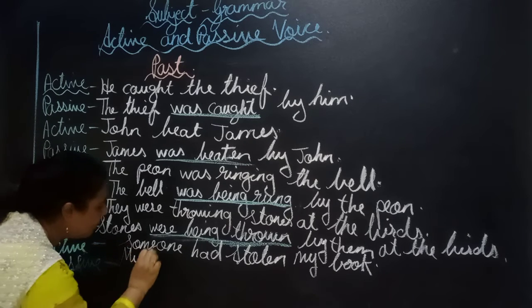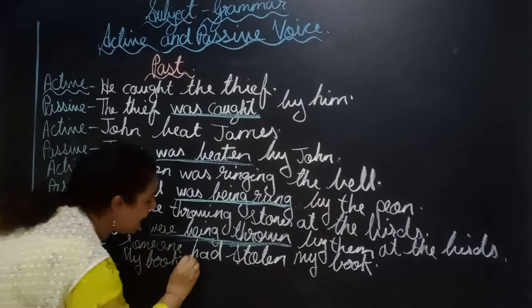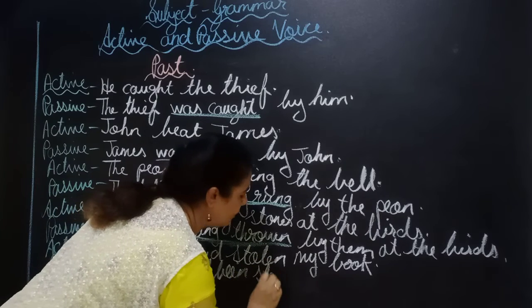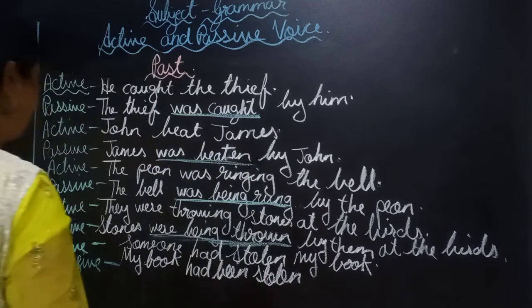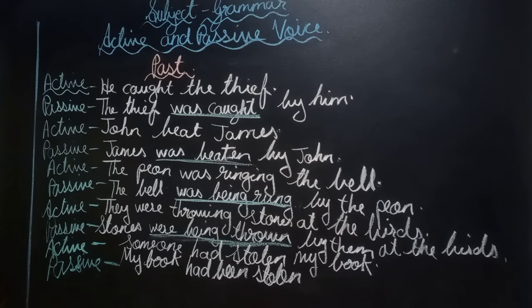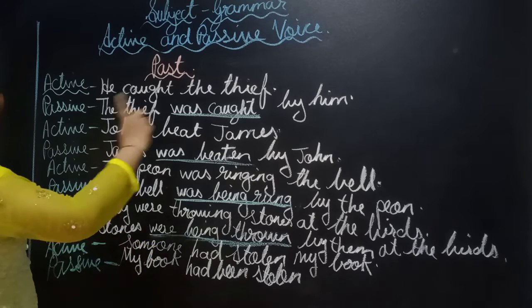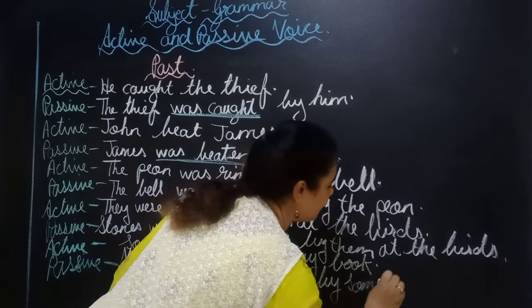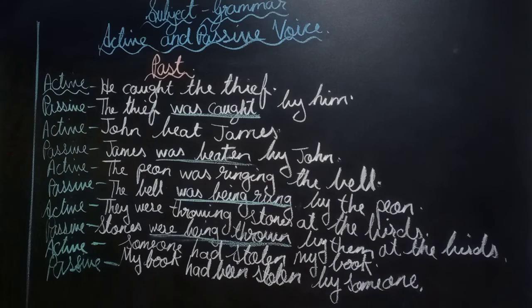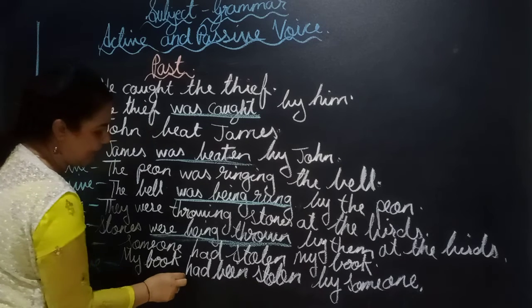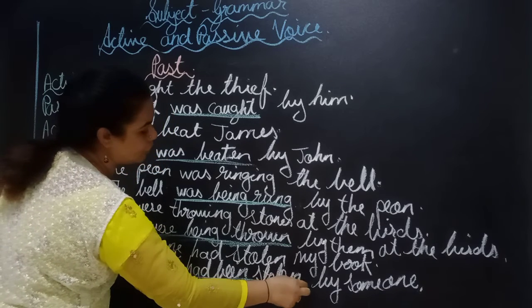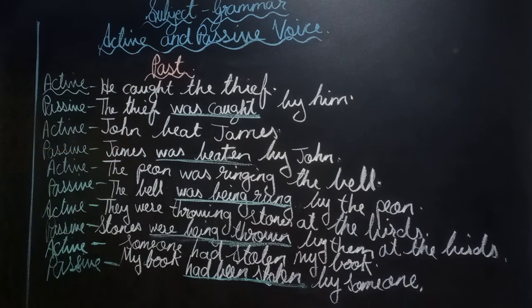It will be: my book had been stolen. How? By someone. This someone will become my object. It will be by someone. Alright, so here you can see that I have added had plus been plus the past participle, with the 4 forms of the past.